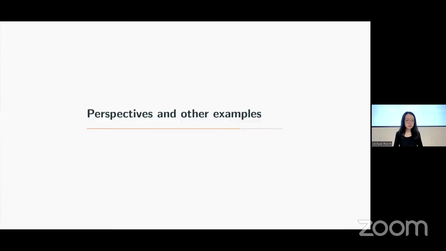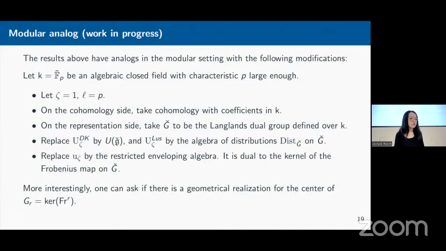So finally, let me mention some perspectives and other examples. First of all, I want to say that all the results I explained have some modular analogs. Meaning that now let's take K to be an algebraically closed field of positive characteristic. And to simplify, let's assume p is large enough. And now we can take beta equals 1. So if you think of it as an element in K, then it generates a group of order p. So we'll take l to be equal to p.